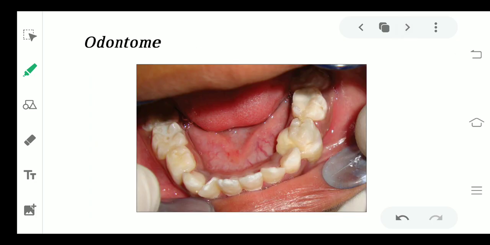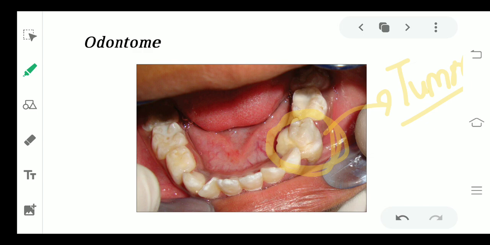The last one we have is odontome. Now odontome is not a very universally accepted condition. It refers basically to a tumor of odontogenic origin. In this condition you see there is a whole lump of tooth structure. This kind of condition can be said to be an odontome. In future this can turn into a very dangerous condition and get converted into a tumor of odontogenic origin. So this condition is not favorable.